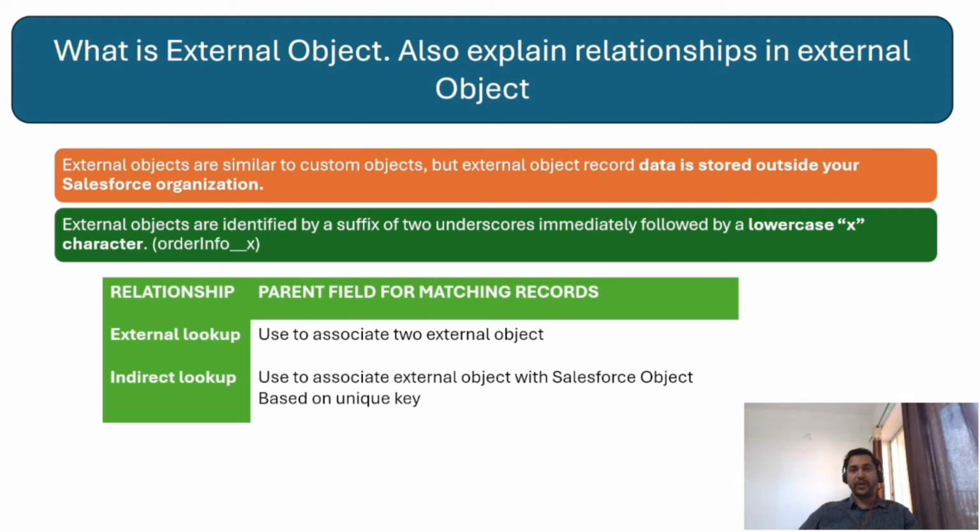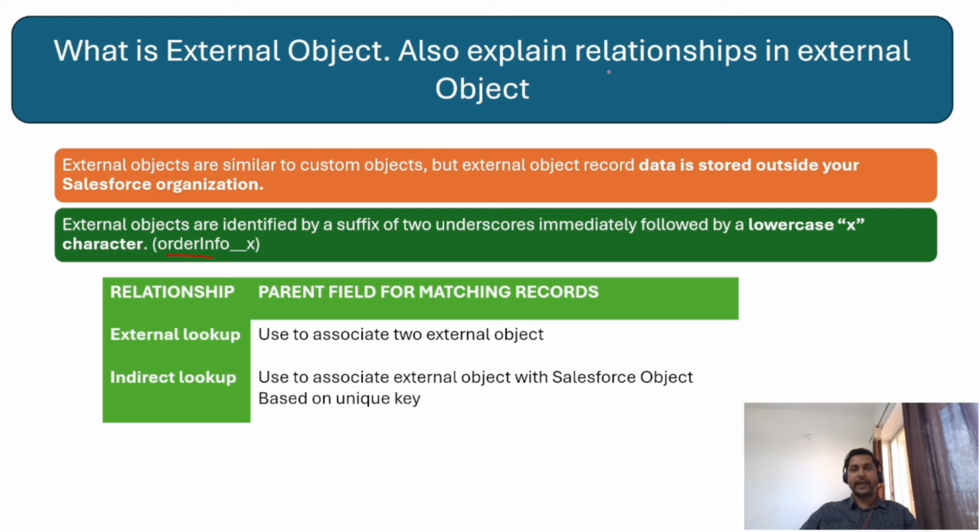The quick way to identify an external object is that external objects are always suffixed with double underscore x, where x is lowercase and preceded by two underscores. So for example, if my external object name is order info, and I bring that external object into Salesforce, it is referred to as order info underscore underscore x.